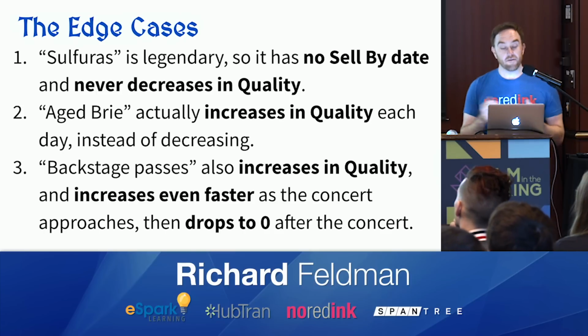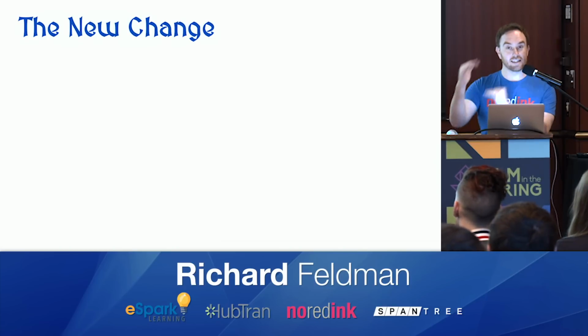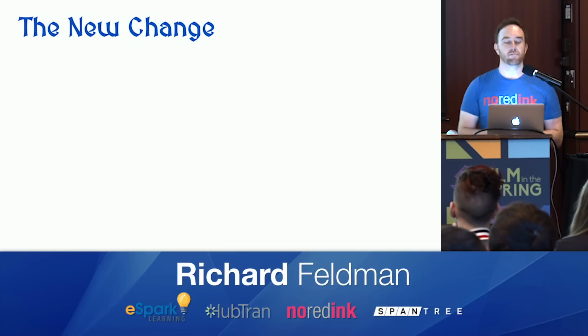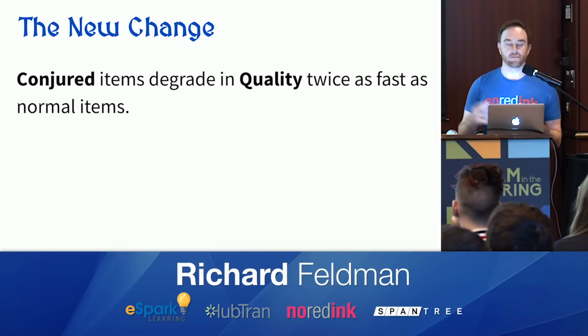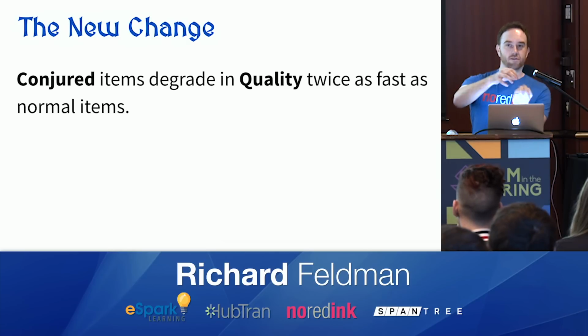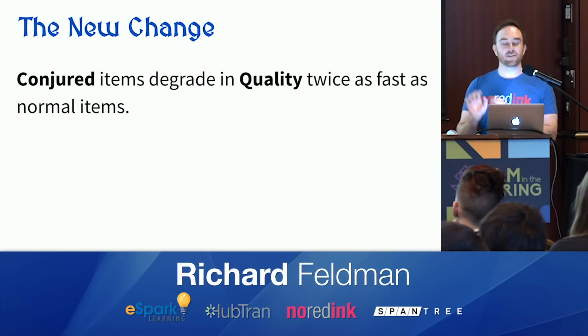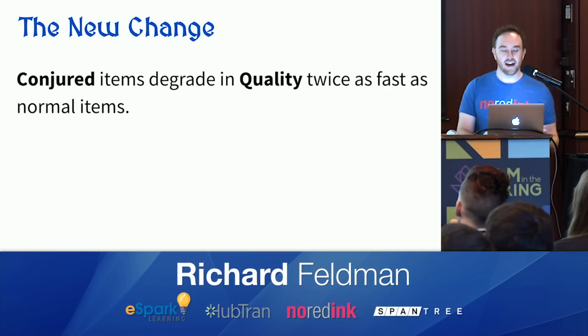Okay, 3 edge cases. And finally, we have the new rule that we're going to implement. This is the thing that we're coming into this existing code base, which already implements, in not the most ideal way, those business rules. And this is the thing that we're going to add. We're going to introduce the concept of conjured items. Like some sorcerer has conjured this item and it sort of fades out of reality over time. Unclear on the ethics of selling this thing, but whatever. They degrade in quality twice as fast as normal items. That's the thing that we need to program. Okay, so those are the rules.